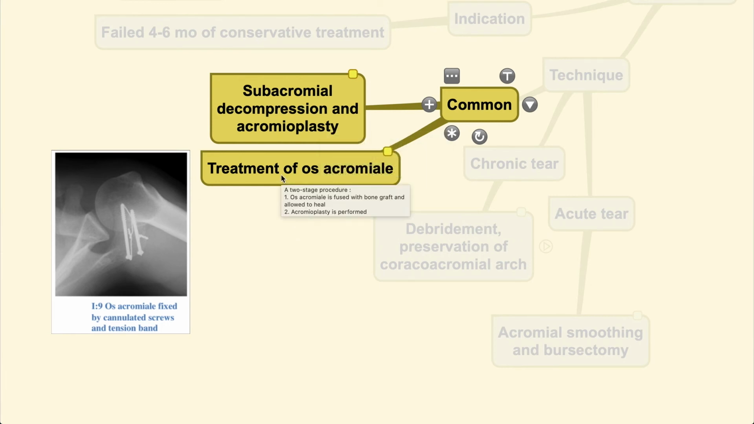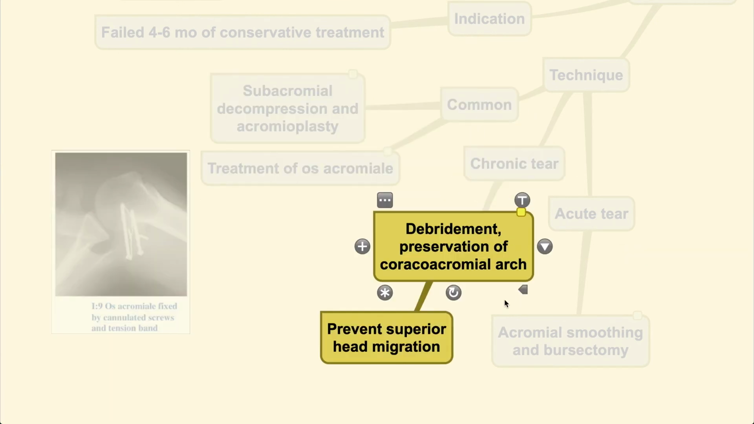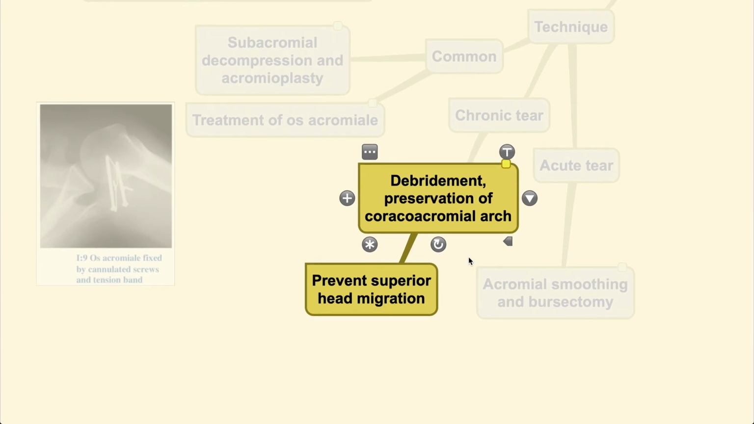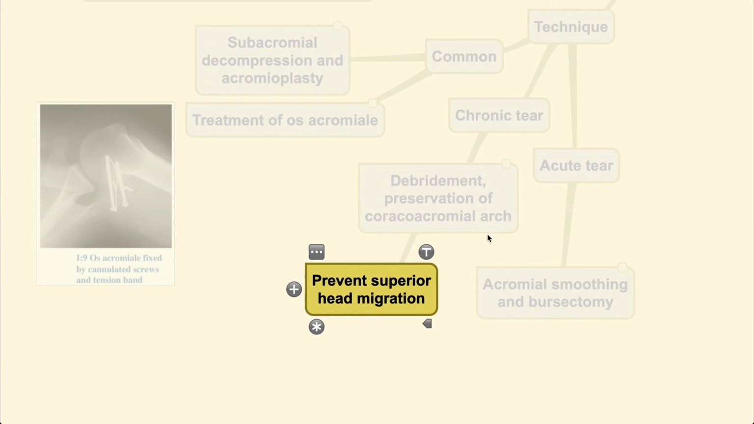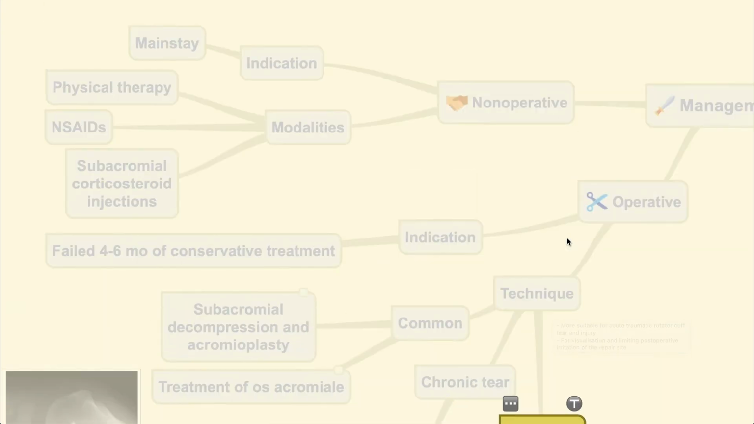The next would be the treatment of the os acromiale itself. You could try to fuse the os acromiale with bone graft and allow it to heal. Now for chronic tear, usually you need to debride and preserve the coracoacromial arch because this is an important part of the shoulder complex and which then prevents superior head migration. For acute tearing, you could do acromial smoothing and bursectomy to relieve the pain and also to prevent further impingement.